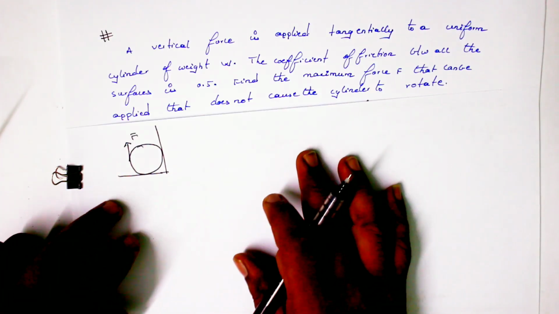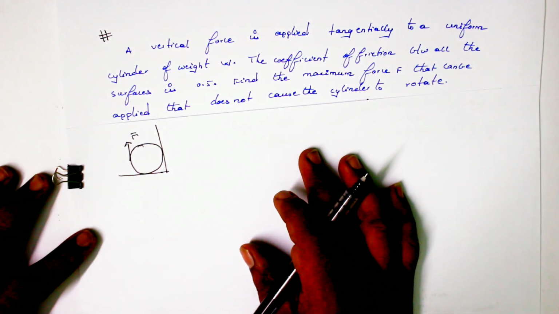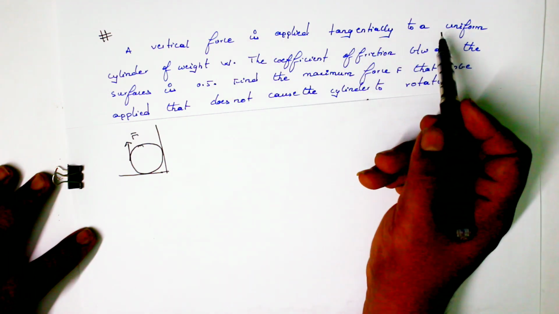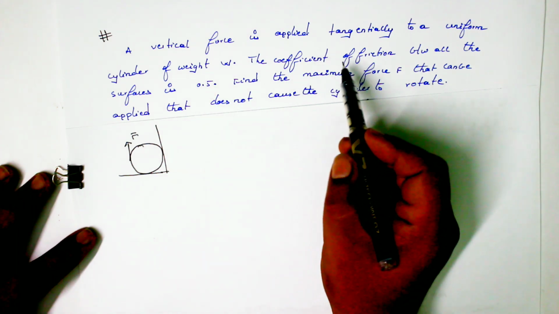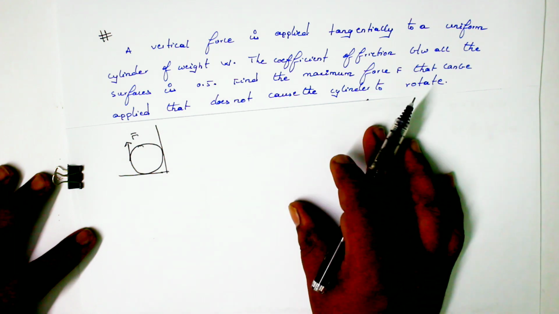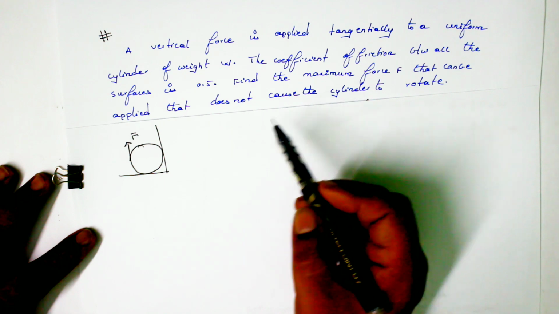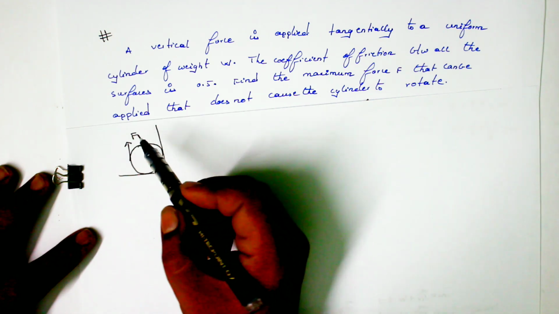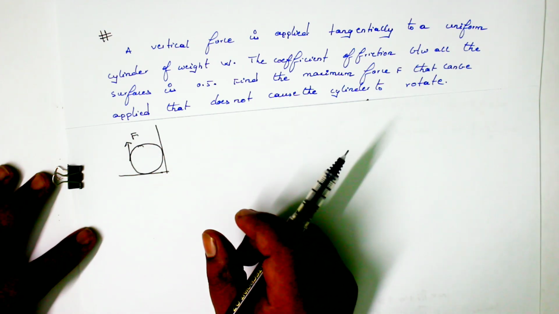That should be the answer. Dear students, now let us see how we can do this problem. A vertical force is applied tangentially to a uniform cylinder of weight W. The coefficient of friction between all the surfaces is 0.5. Find the minimum force F that can be applied that doesn't cause the cylinder to rotate. So what is the maximum force F that can be applied so that this cylinder is just about to rotate?